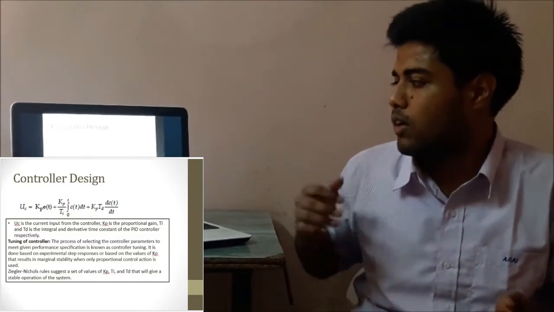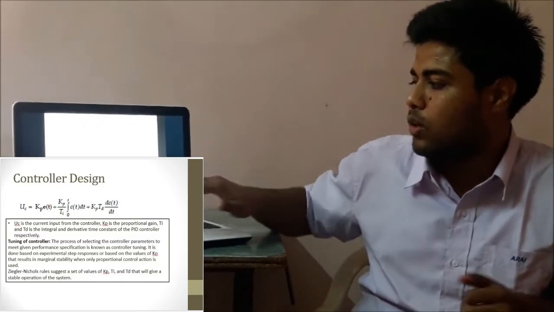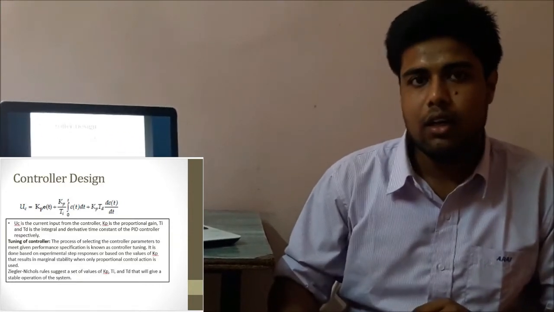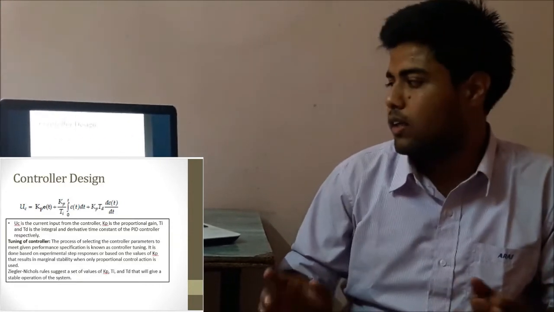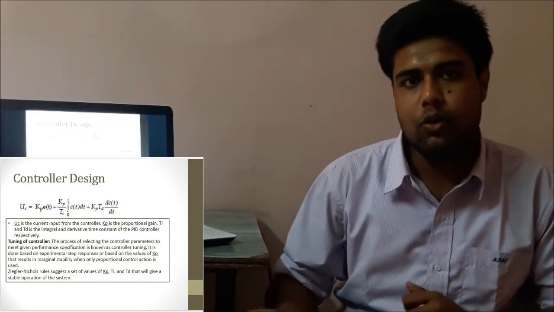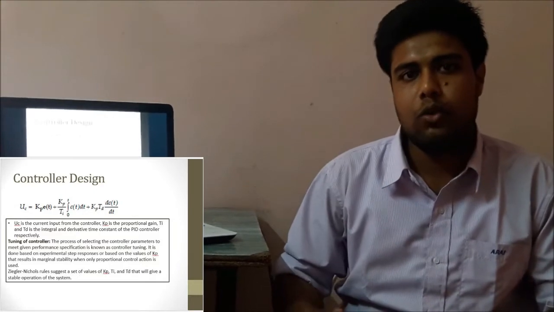There is one rule which is known as the Ziegler-Nichols rule. It will give us the values of Kp, Ti and Td, based on which we can get results that give completely stable operation, or the most accurate value with respect to other conditions.